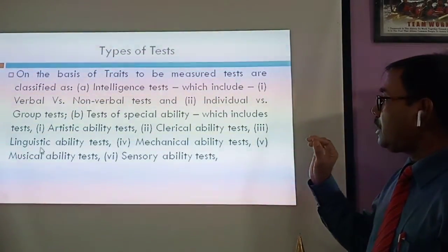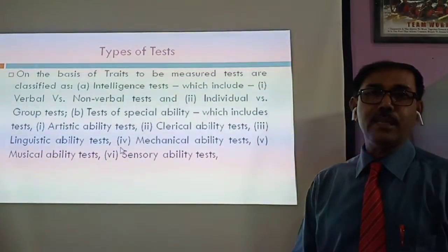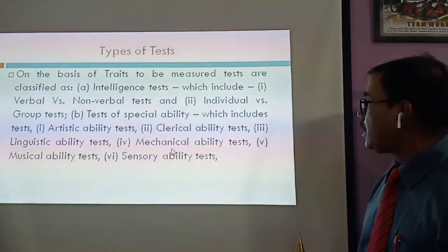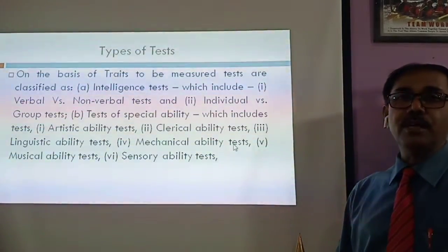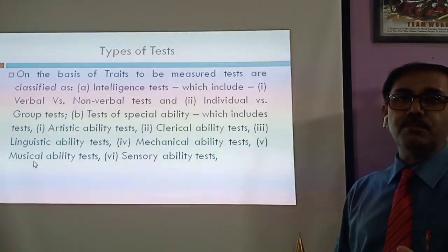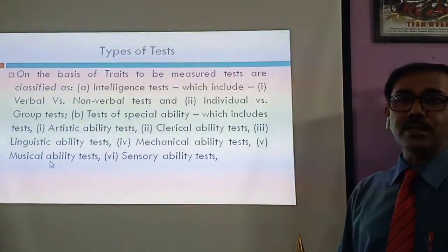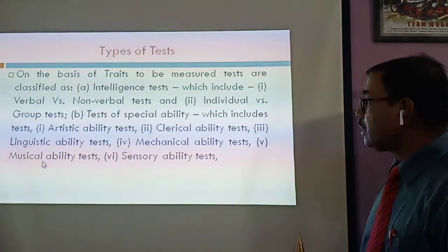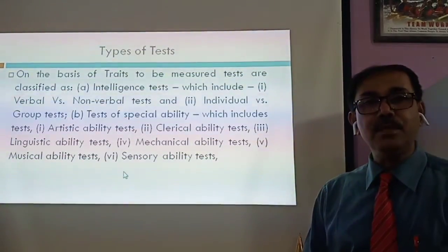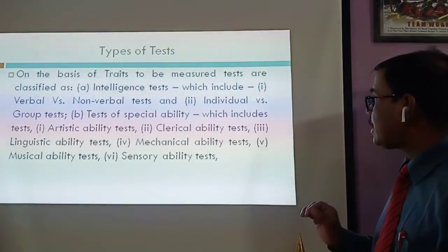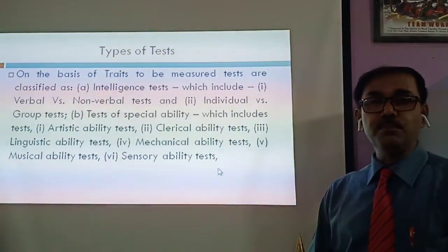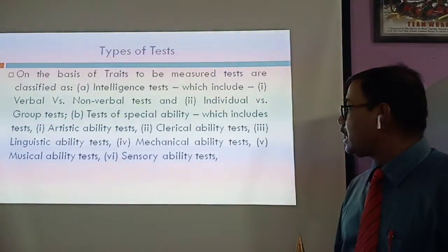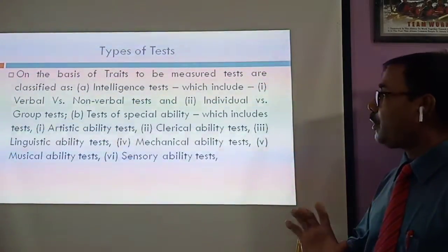Then linguistic ability test, we can get information concerning the knowledge of various languages of a particular person. Mechanical ability test, by applying it, we can get information concerning the technical or mechanical capability of a person or persons. Then musical ability test, we can measure musical capabilities, as well as sensory ability test, means the functioning of the senses we can measure by applying sensory ability test to different categories of individuals.